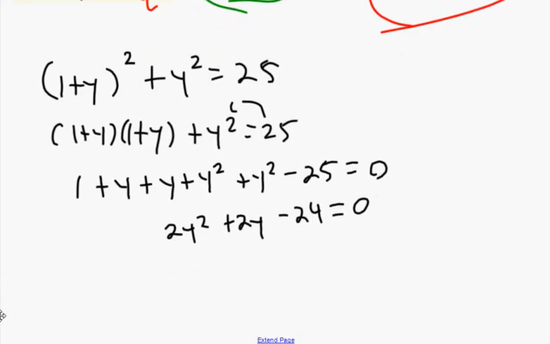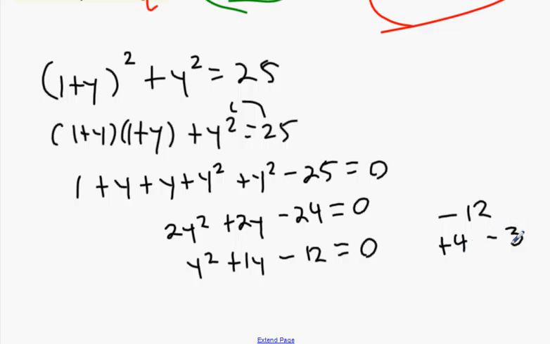Now you have two options. Because it's a solved question, you can divide everything by 2, and you'll get Y squared plus Y minus 12. You okay with that? Factorize it. Minus 12 is your reference number. So plus 4, minus 3. Y squared minus 3Y plus 4Y minus 12 equals 0.